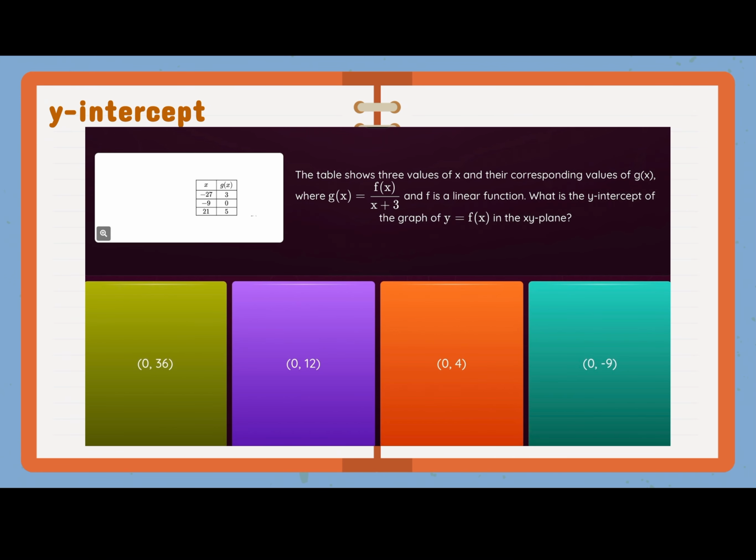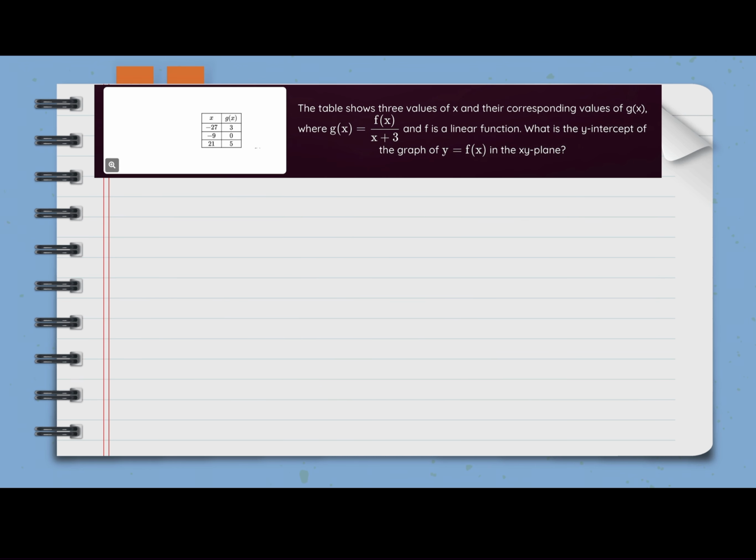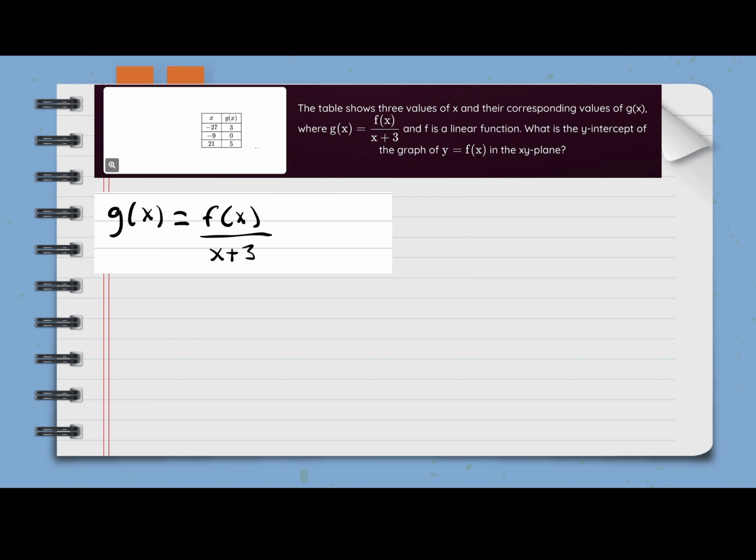Okay, we're looking for the y-intercept for this question. And g of x equals f of x over x plus 3. y equals f of x. So that helps us out there. So again, we're looking for a y-intercept. But first, we can just rearrange this to equal f of x, and we'll do that by multiplying by x plus 3.